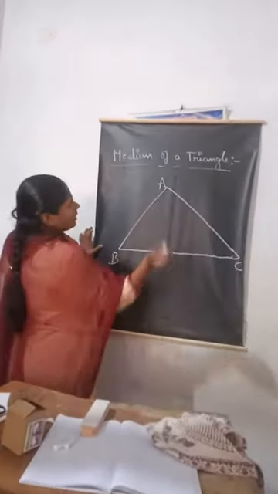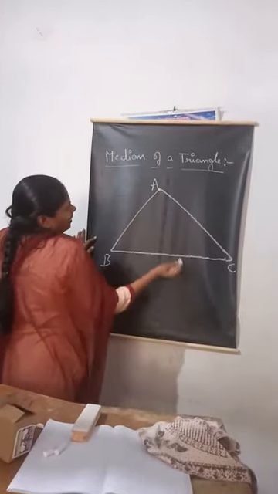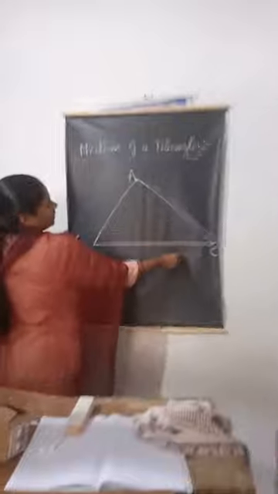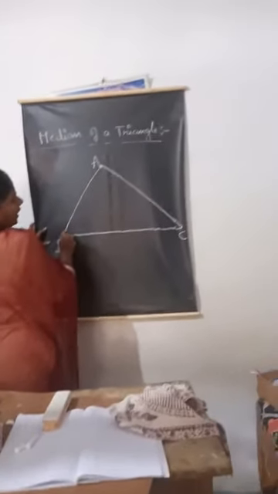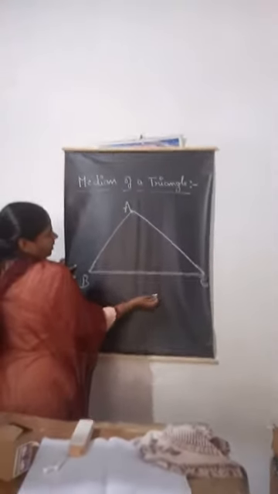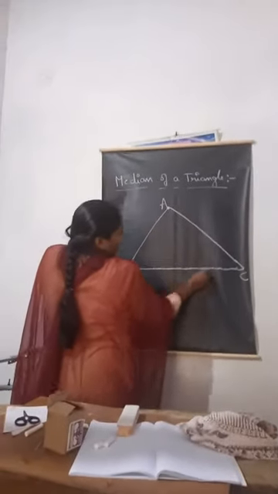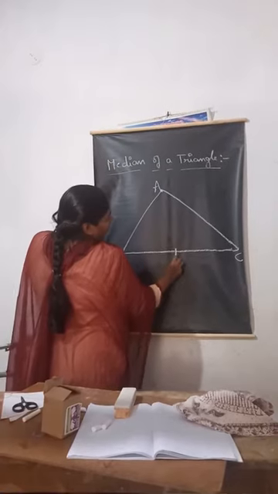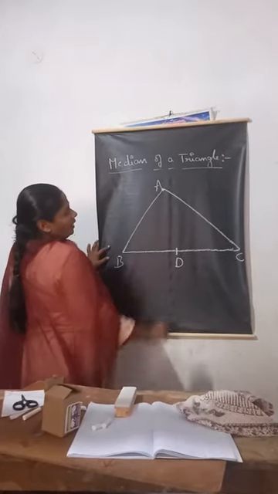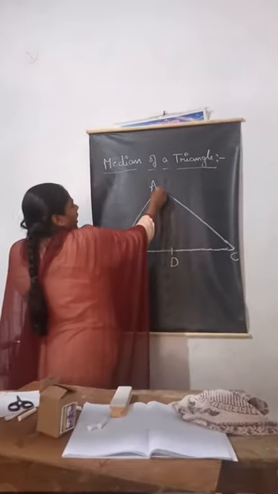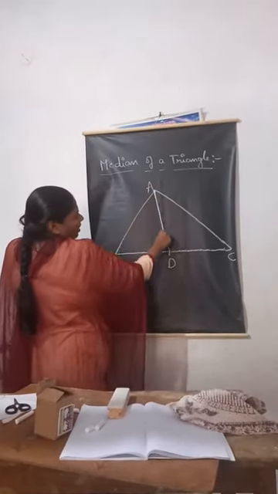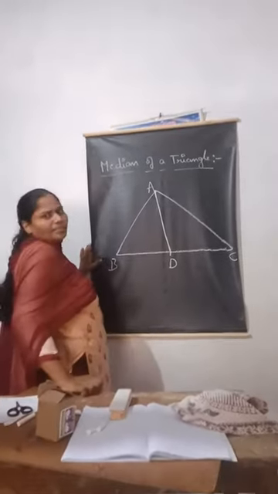Listen carefully. This is the vertex A. What is the opposite side of vertex A? BC. We take one midpoint of BC. What is the midpoint of BC? D is the midpoint of BC. We join A and D. This is the median of the given triangle.